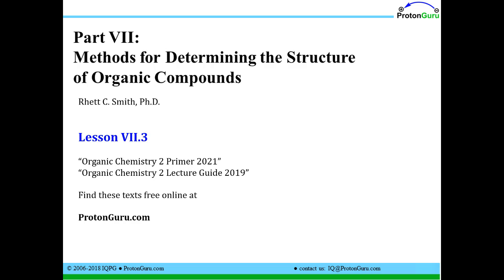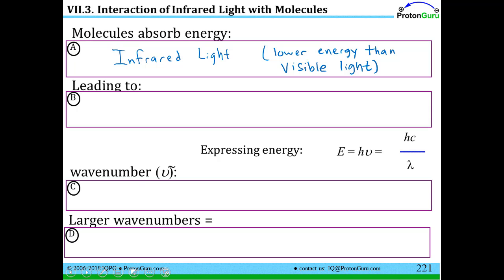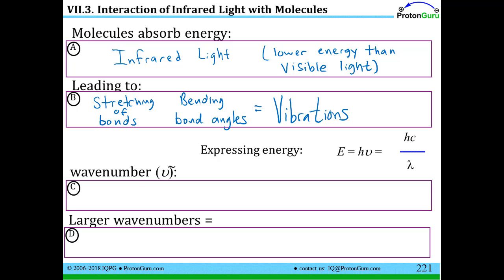about infrared spectroscopy. In lessons 7.1 and 7.2, if you've covered those lessons already, you've seen that molecules can absorb energy in the ultraviolet and visible regions of the spectrum. Here we're talking about what happens when molecules absorb energy in the infrared region of the spectrum. Infrared light has a lower energy than visible light, and what this leads to is the molecules undergoing stretches and bends to the bonds in those molecules.